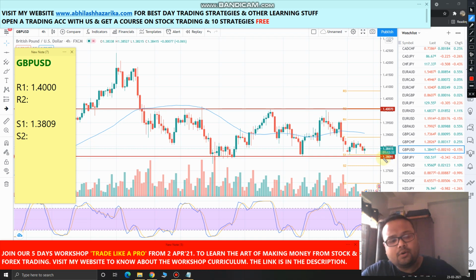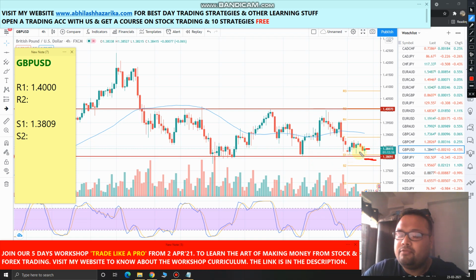Still, if you want to take some risk, you can go for a buy here. Just put your stop loss below this support. You can buy here if you want to take some risk, because market has got some support and it may provide this support.